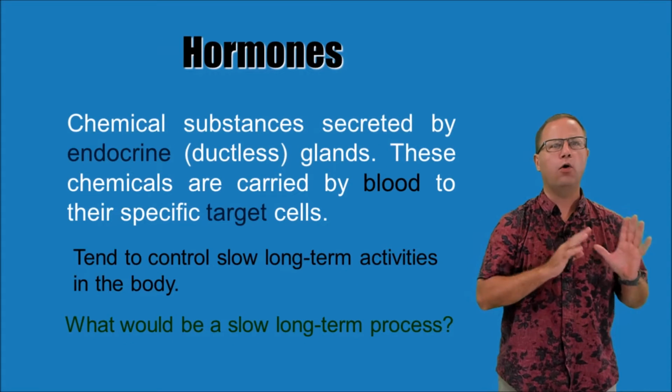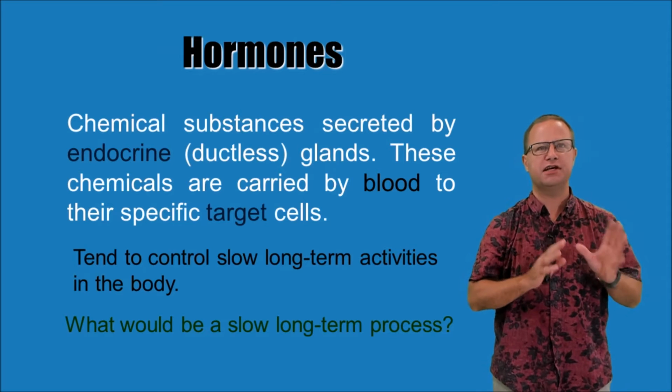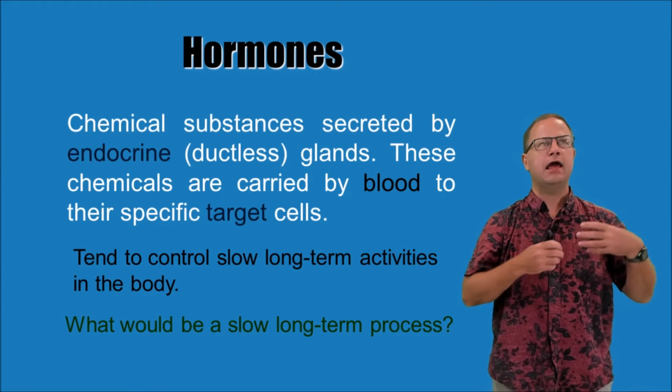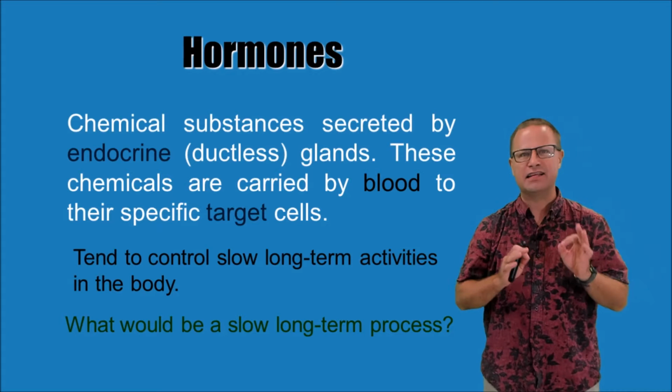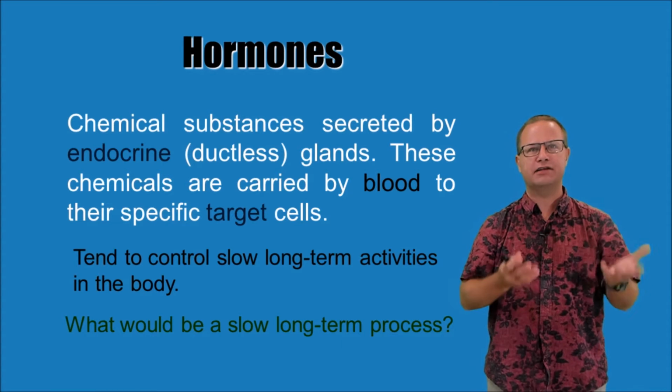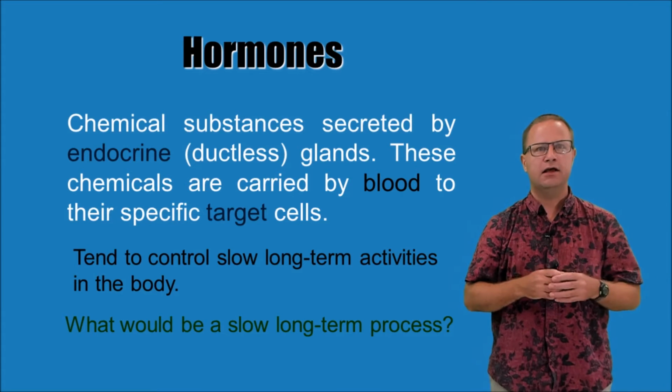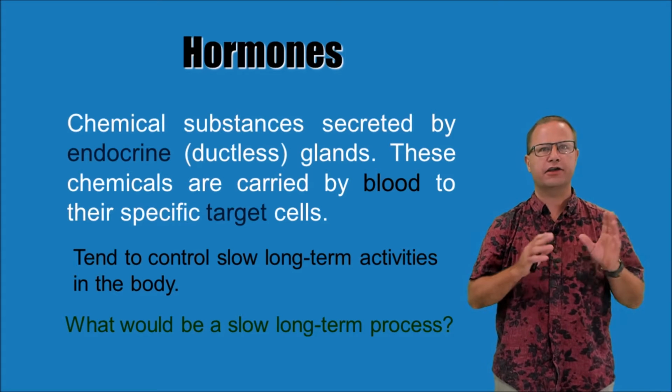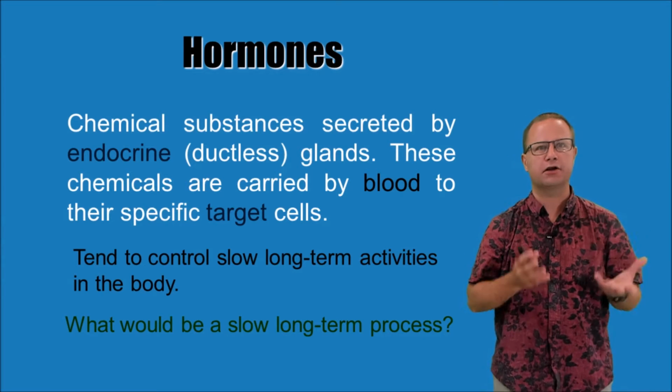Okay, so a hormone is a chemical messenger or chemical substance secreted by our endocrine glands, and we call them endocrine glands because they are ductless. They do not have a duct leading to a body surface like an exocrine gland. So the chemicals secreted by endocrine glands are carried by the bloodstream to their specific target cells.